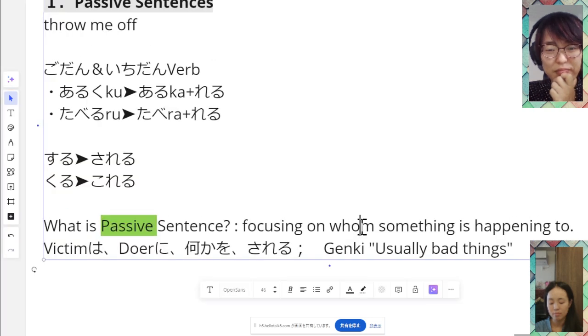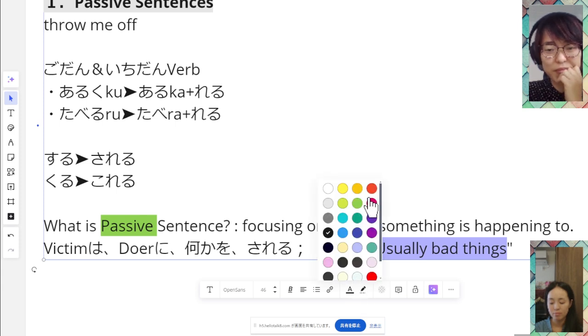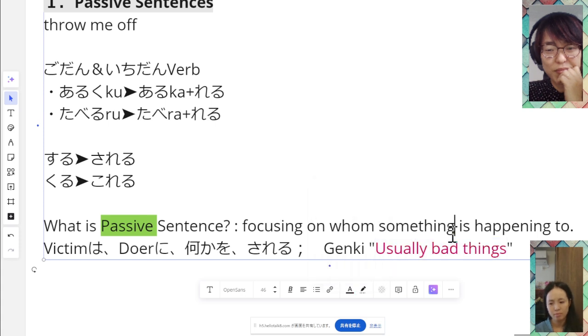In Genki, they suggest that this is usually a bad thing that is happening to the quote victim. And passive sentences aren't always bad things. They can often imply that the thing happening to the quote victim was a bad thing, but that's not always the case. So we're going to go over a bunch of examples tonight to point out when that is the case or when it isn't. Just keep in mind that passive sentences in Japanese are basically just like they are in English, and they focus on the person who's being acted upon as opposed to the actor.